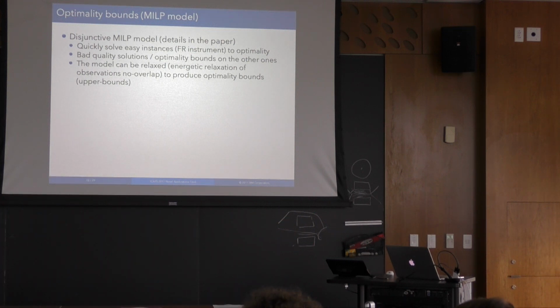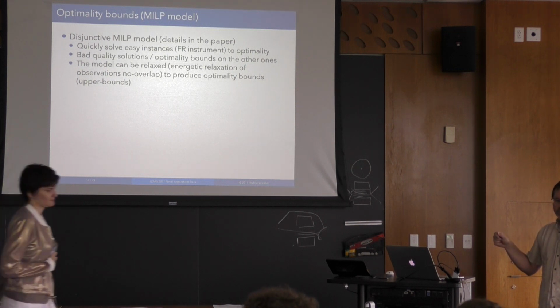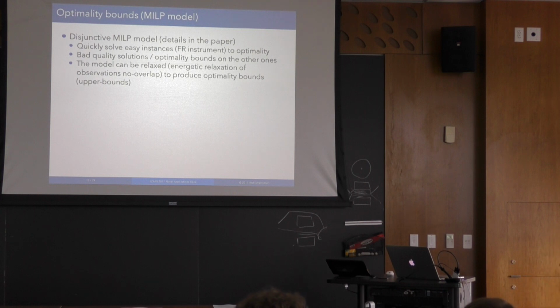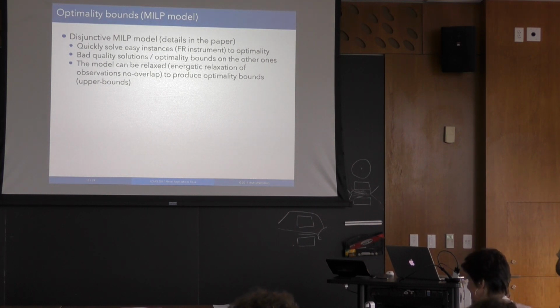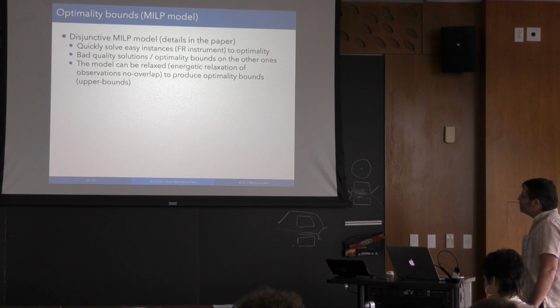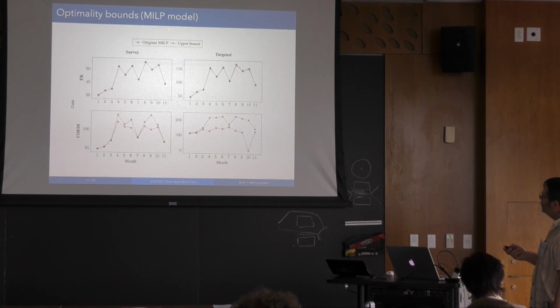So one thing we did is that we relaxed this disjunctive MIP, trying to do something quite simple. What is difficult to model in this MIP is the fact that the instrument can observe only one scene at a time, because you get bad relaxations and so on. So we relax this constraint quite a lot by providing just an energetic relaxation, saying that you cannot observe more than n observations globally in your schedule. And this allows us to compute an upper bound. And here are the upper bounds we were able to compute.